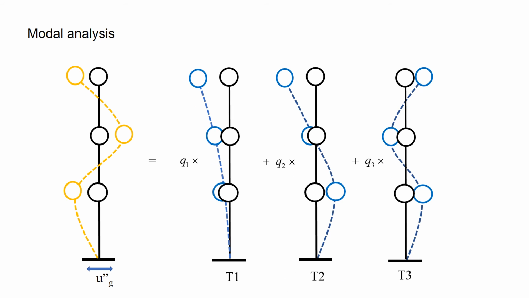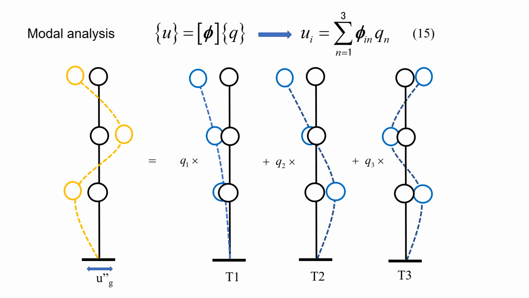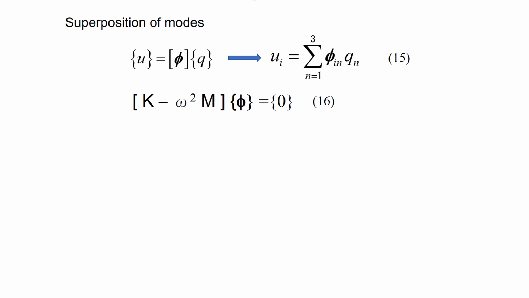This response is assumed to be superposed of 3 basic modes. Q1, Q2, Q3 are contribution factor of each mode. Therefore, the displacement at node I, Ui, is expressed by equation 15. There is an important property about the mass and stiffness matrix. Response Ui can be calculated by equation 15. Equation 16 is a basic mode equation.